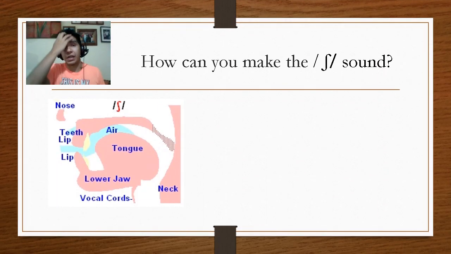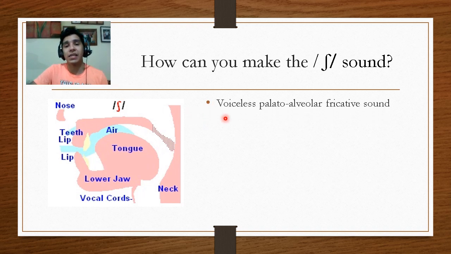Another common question that you usually ask me is this one. How can you make the sh sound? Well, I'm going to explain, so pay attention carefully. First, you should know that this is a voiceless palatal-alveolar fricative sound. It's voiceless because the vocal cords do not vibrate. It's palatal-alveolar because you use the blade and the tip of the tongue, along with the alveolar ridge and the palate. And it's fricative because the air is led through two articulators from the mouth.